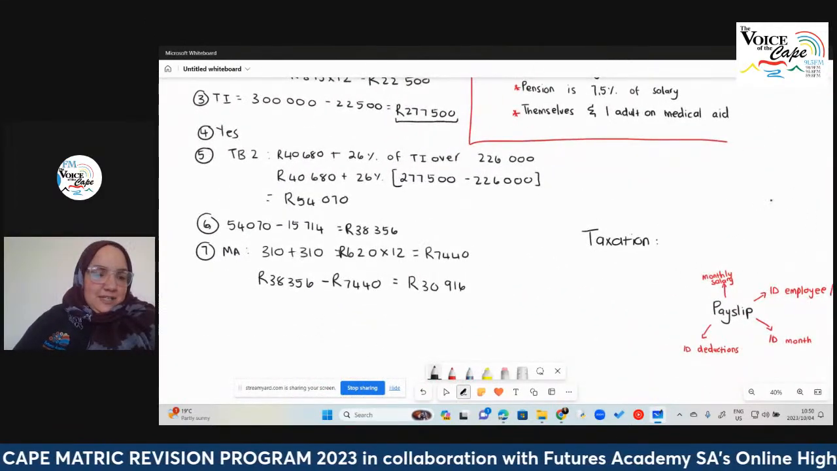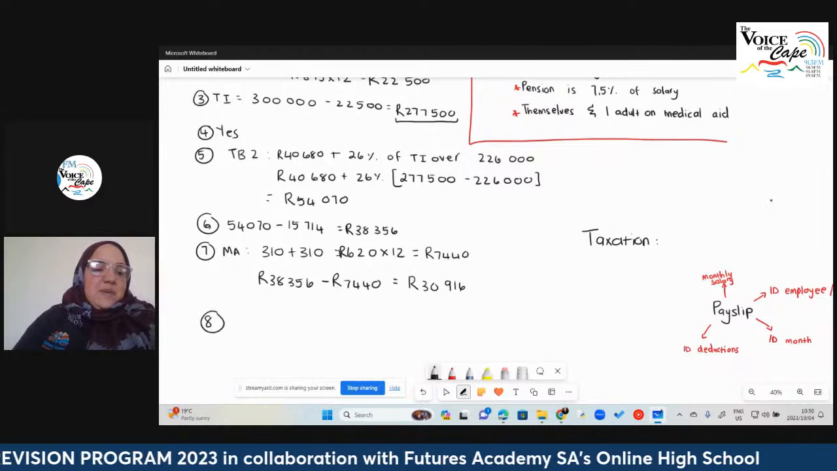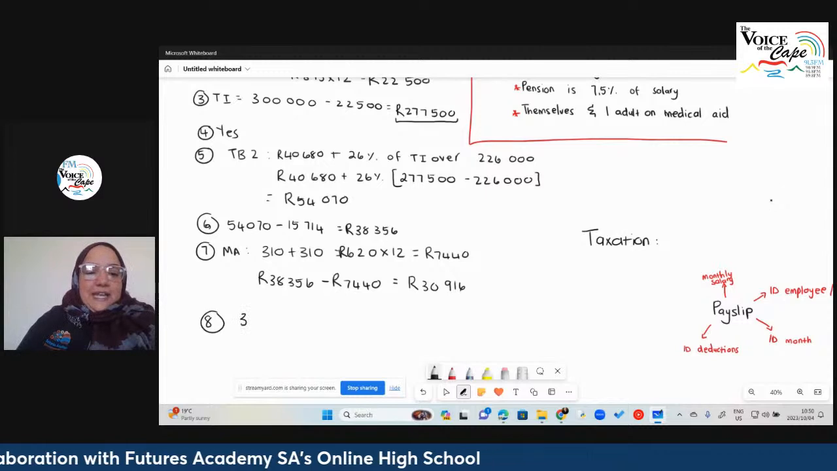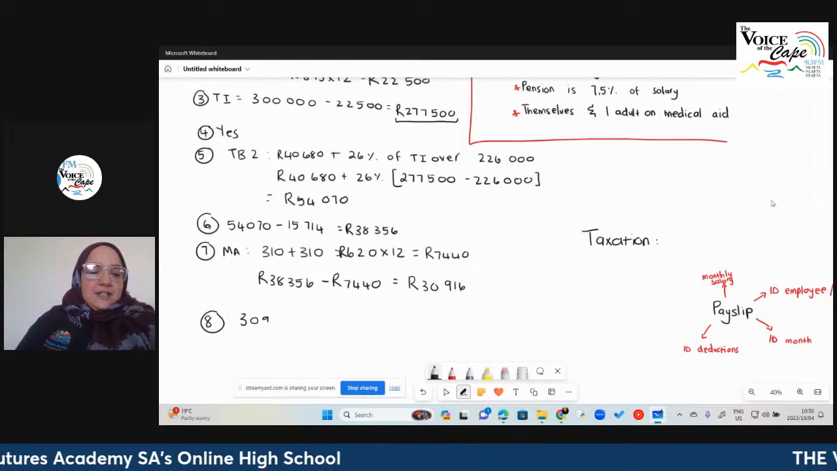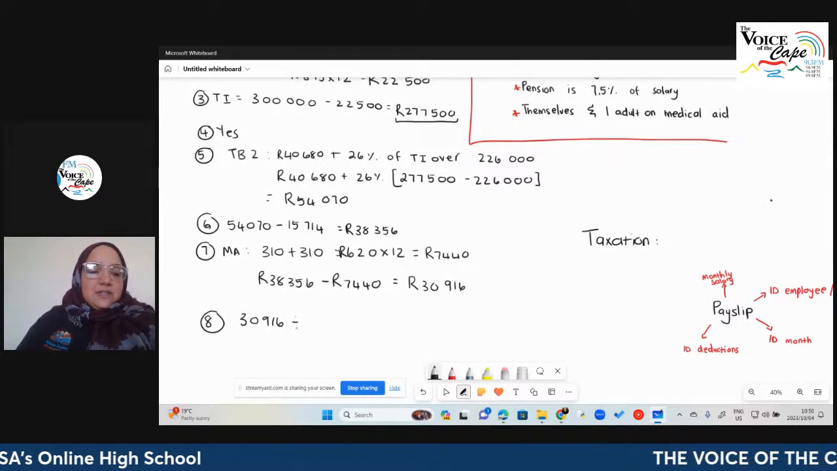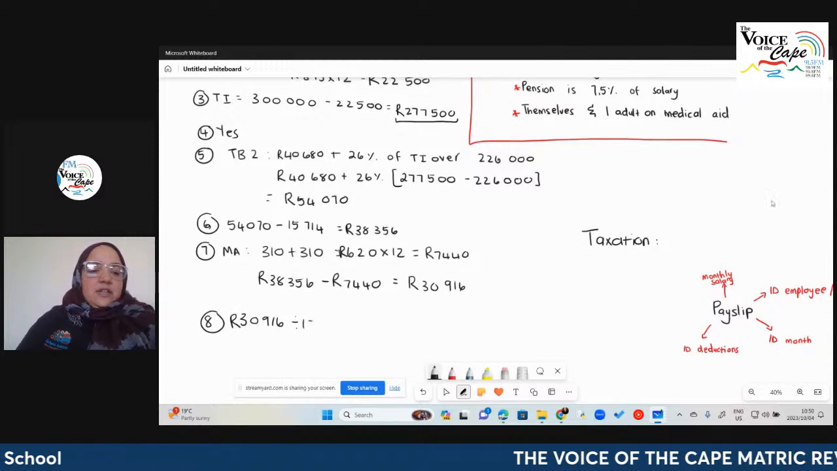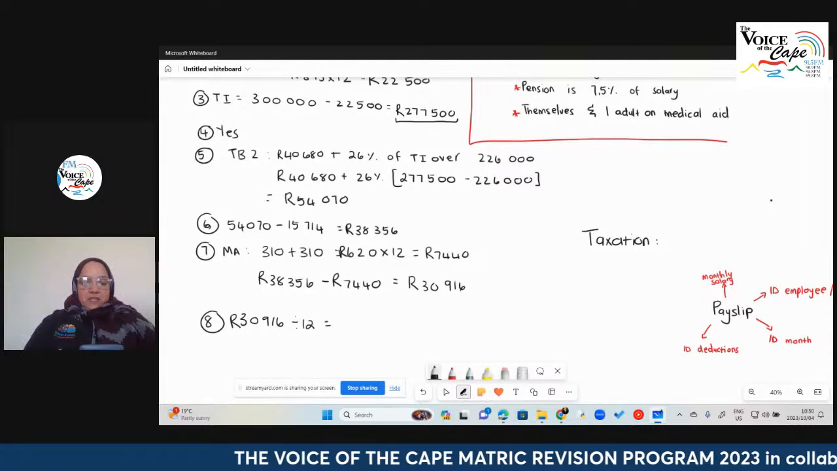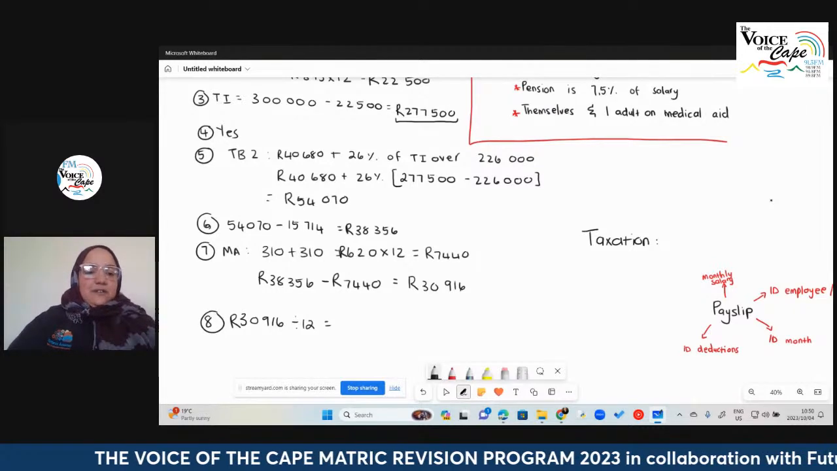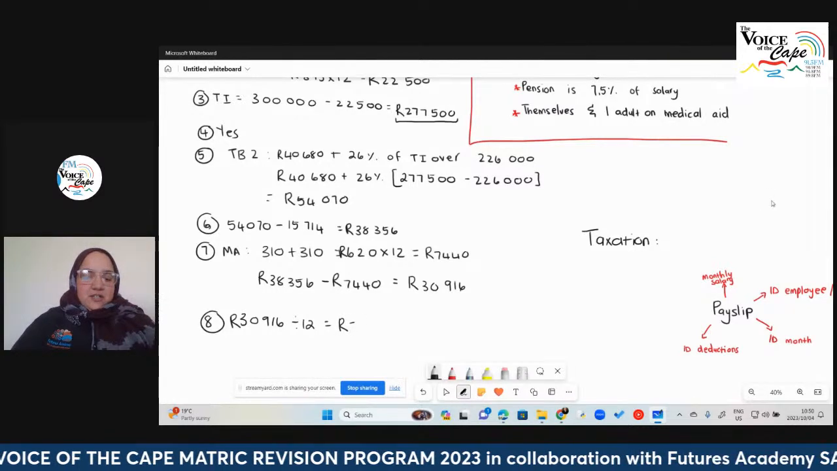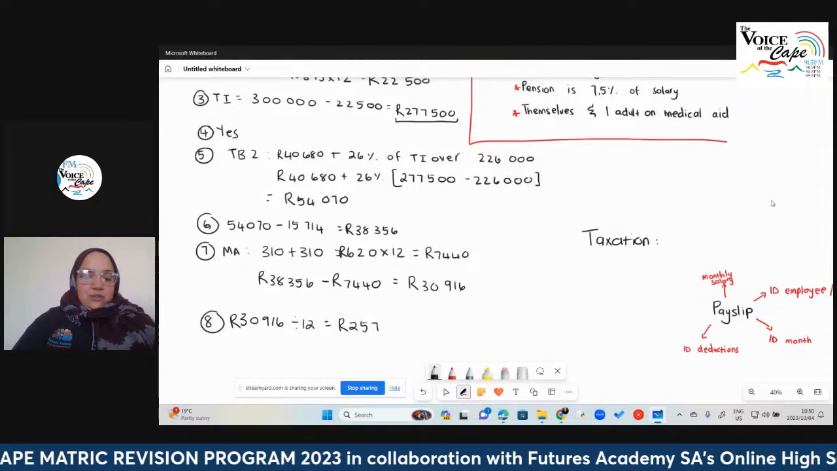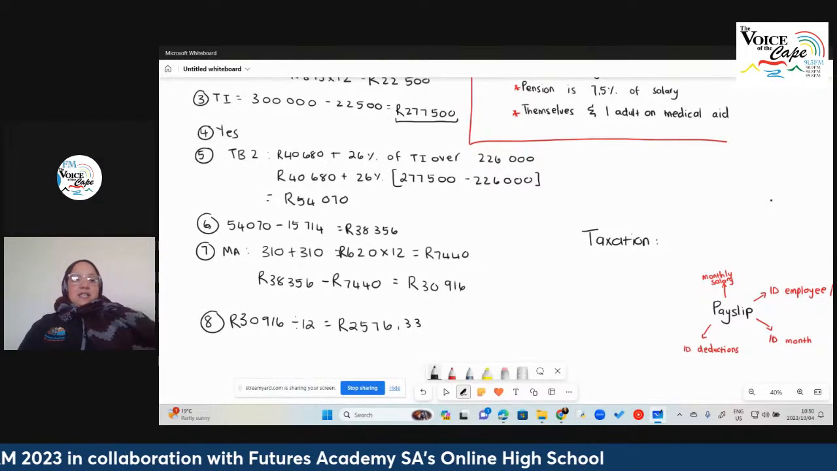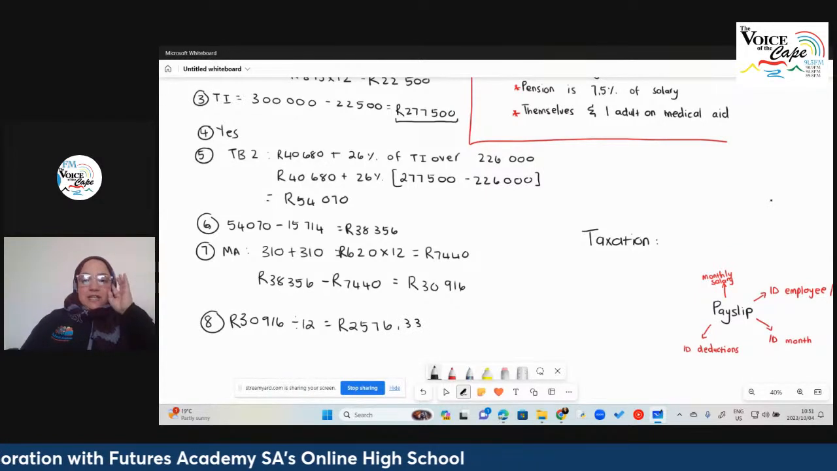That's our easiest step, but it's the most forgotten one. All you're going to do is take this and divide it by 12, to get a monthly amount. So you take that, divide it by 12, and this person is going to pay 2,576 Rand and 33 cents income tax every month.